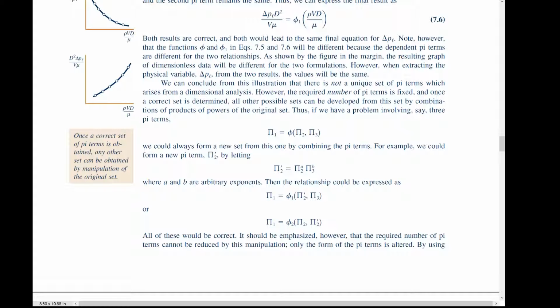relationship could be expressed as, and I have an incoming call, so excuse me.